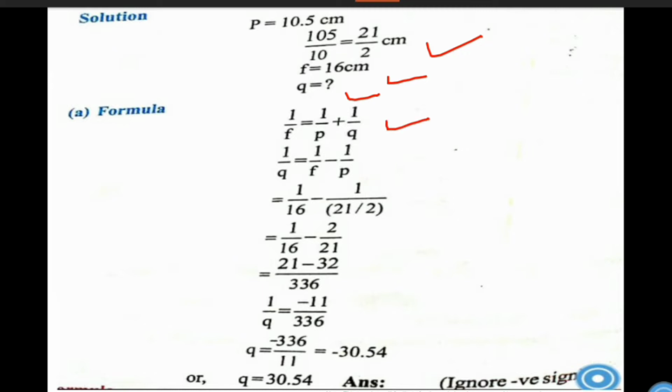1 upon f is equal to 1 upon p plus 1 upon q, which will become 1 upon q is equal to 1 upon f minus 1 upon p. We will put the value of f and p. So 1 upon q is equal to 1 upon 16 minus 1 upon 21 upon 2. Okay, so 21 upon 2 will become 1 upon 16 minus 2 upon 21. Reciprocal. It will become reciprocal, 2 upon 21. We will take the LCM of 16 and 21, which will become 336. You have done this in mathematics. Okay, so 21 minus 32 is minus 11 upon 336.